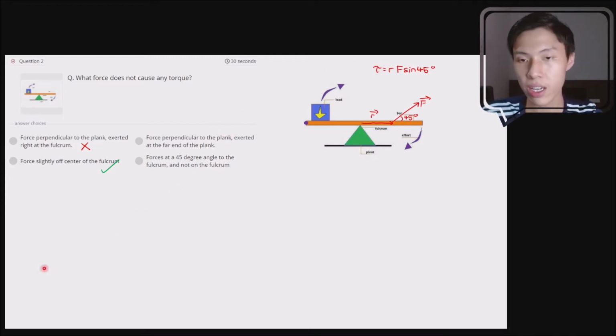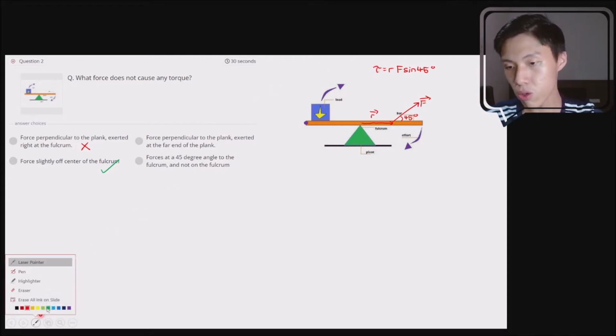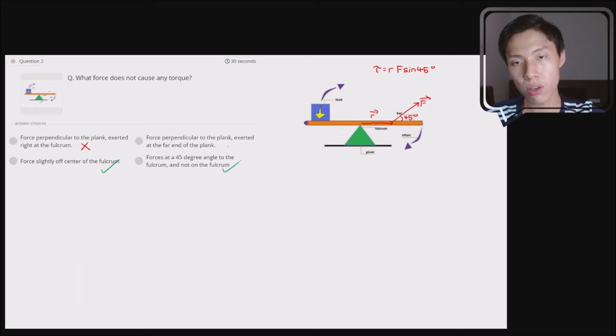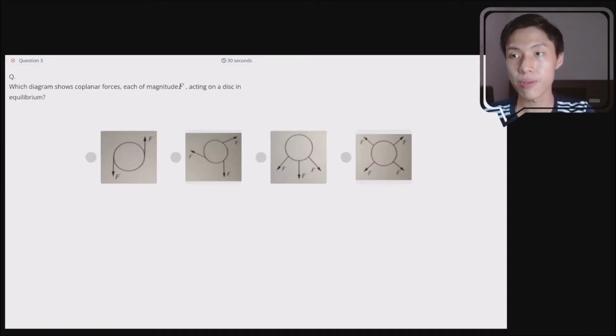Therefore, you should expect the fourth option here will also produce a torque. So all three of these options produce a torque. The only force that does not produce a torque is the force that is exerted right at the fulcrum. Because if you exert the force right at the fulcrum, the distance away from the axis of rotation will be 0. Therefore, the torque produced will be 0. So that will be our answer. So let's look at the next question.